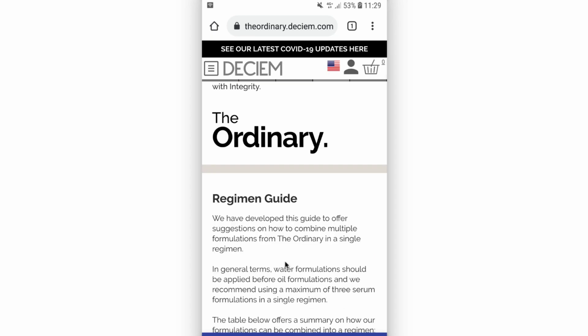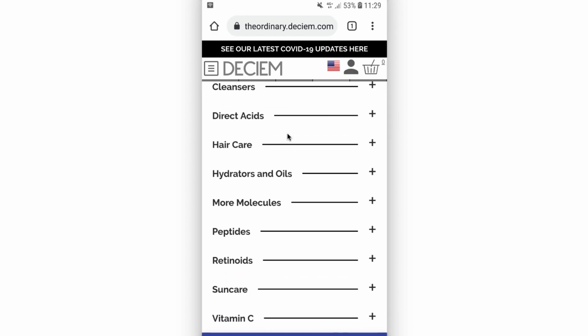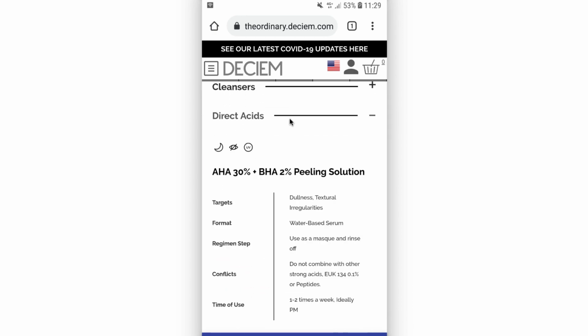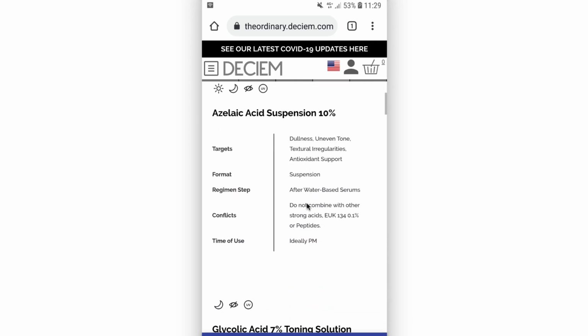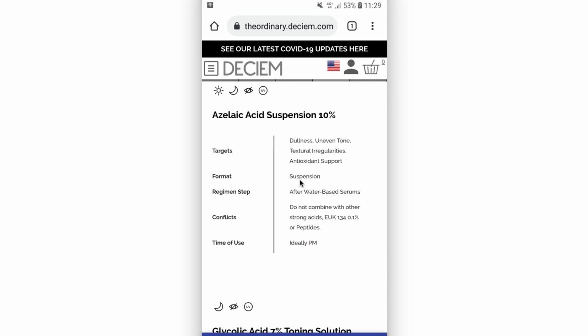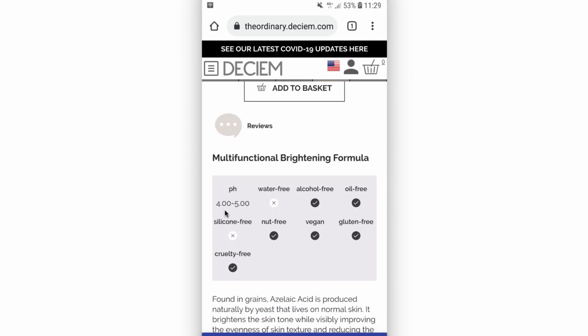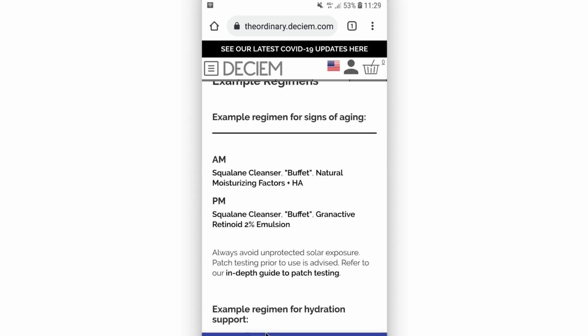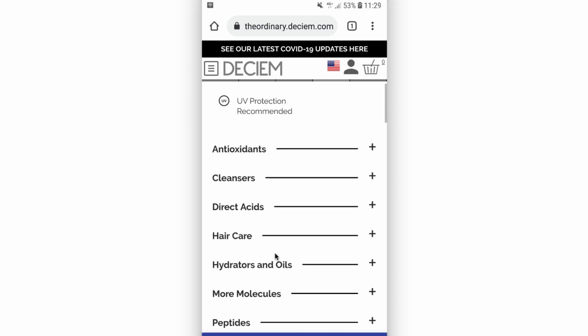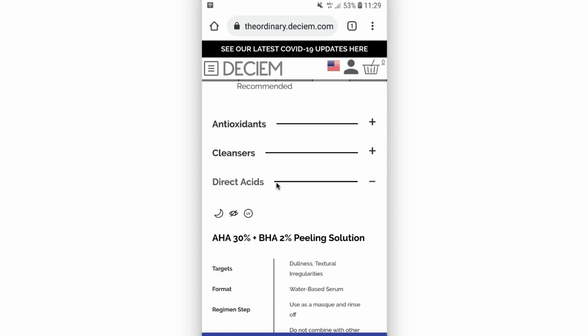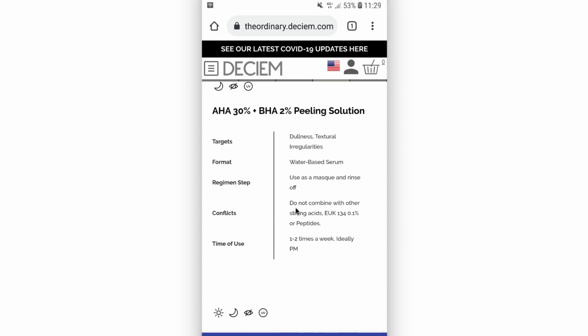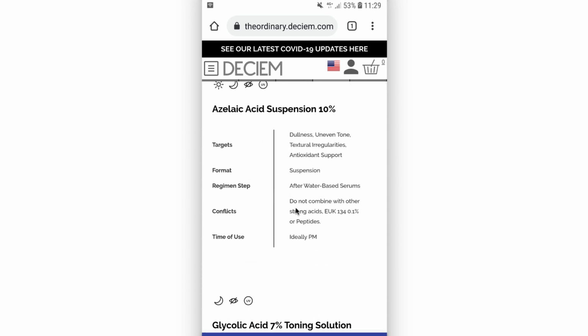However, there is one of the direct acids which is not a strong acid. The peeling solution would be a strong acid, as azelaic acid suspension would not be a strong acid. Why? Because if you click on it, it will tell you the pH, and the pH is between 4 to 5. So therefore, this would not be a strong acid, but all the others in the category of direct acids would be stronger acids. So I'm going to list them again. The peeling solution is a strong acid. Azelaic acid is not a strong acid.